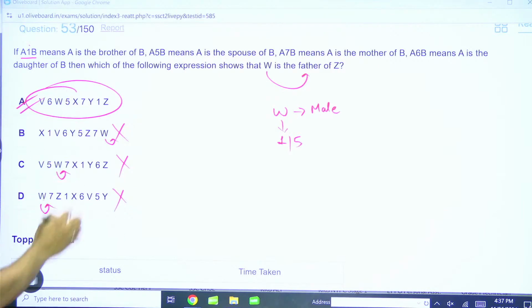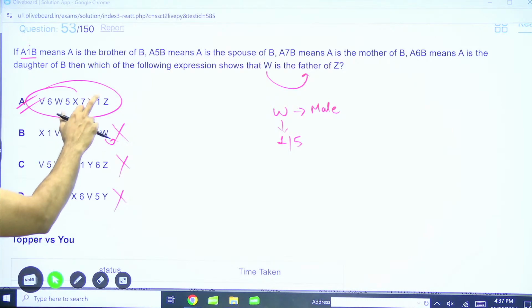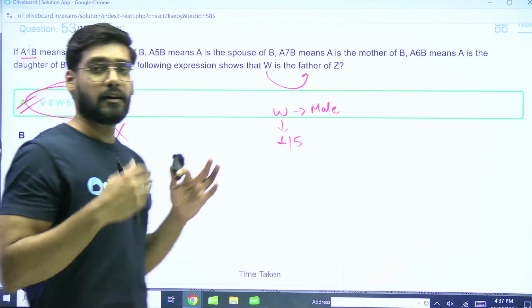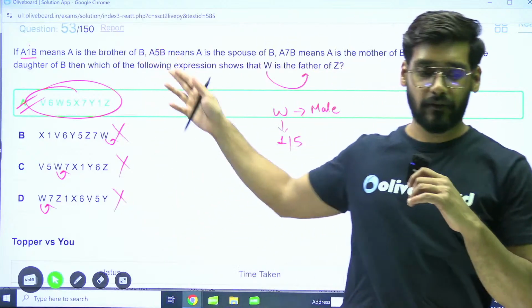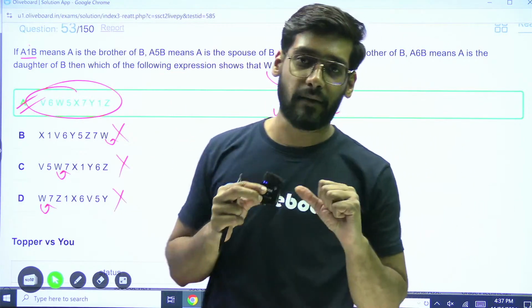Let's mark option A. With the help of the trick, we solved this question, and A is the right answer. We are not supposed to draw the diagram of each and every one. A is the only right answer. This is how we save time in the exam.